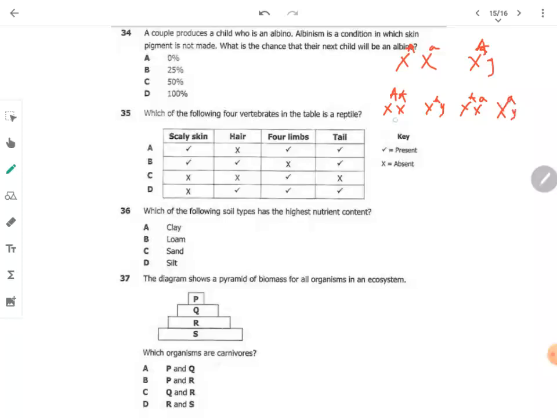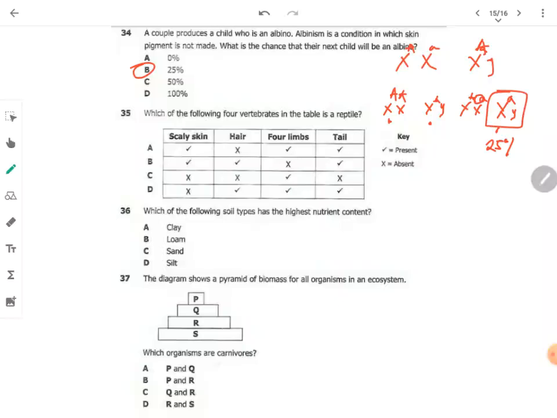Now this one is normal, is not sick. This one is not an albino. This one is not an albino but is a carrier of that gene. The only sick person is this one, this side. So it's only 25%, because 25 out of 100. So the percentage is only 25%, and the answer is B.